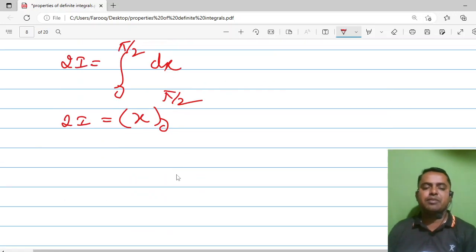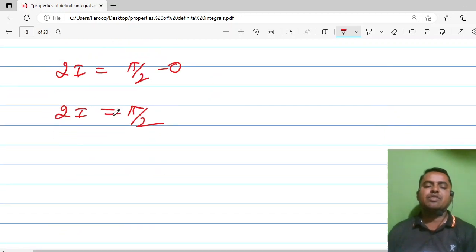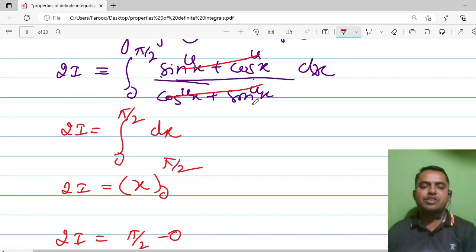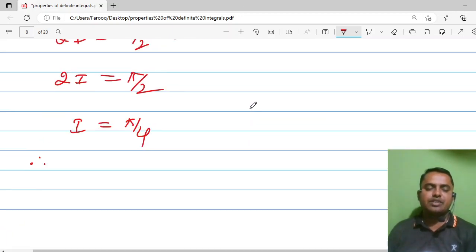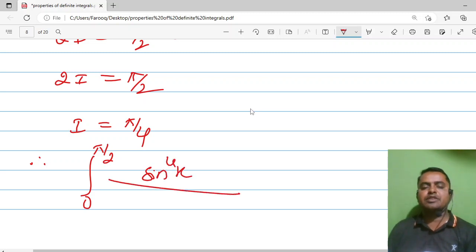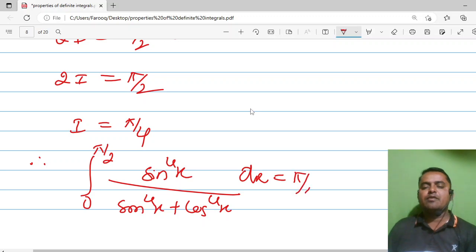Now substitute the upper limit first. That is 2I is equal to 5 by 2 minus 0, so 2I is equal to 5 by 2, and I is equal to 5 by 4. Therefore, write the given equation: the integration from 0 to 5 by 2 of sin raised to 4x divided by sin raised to 4x plus cos raised to 4x, dx, is equal to 5 by 4, the final answer.